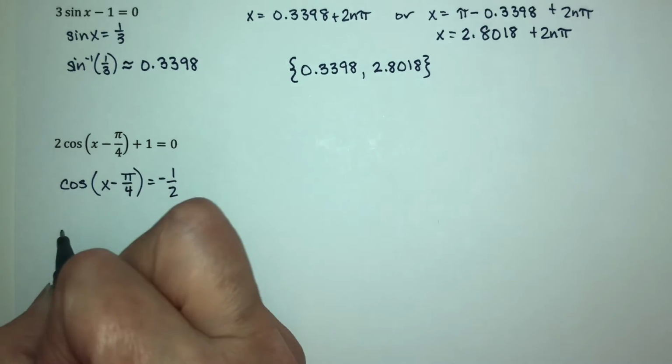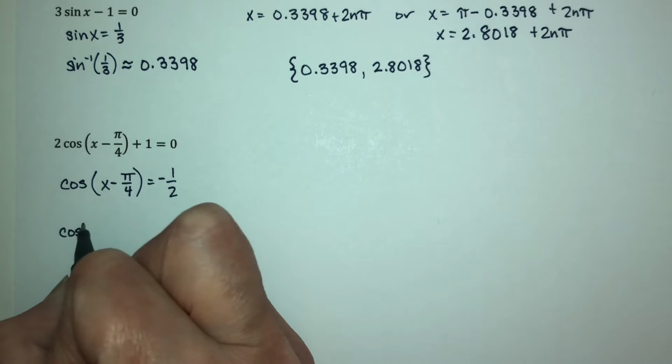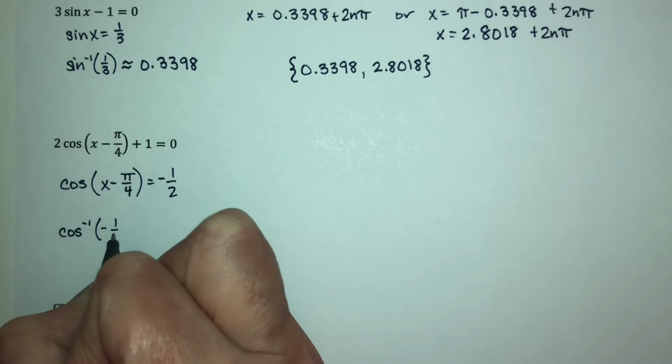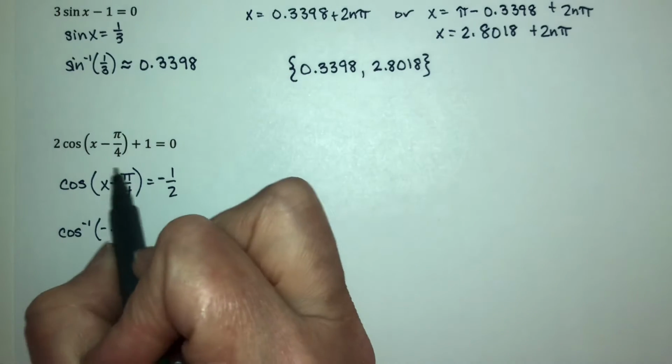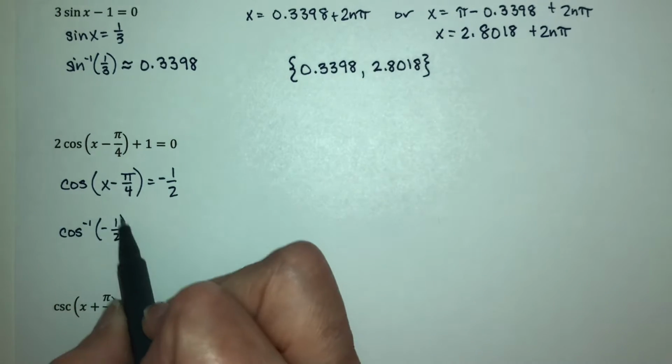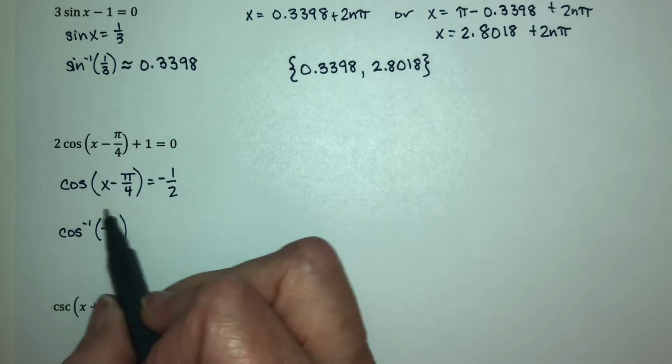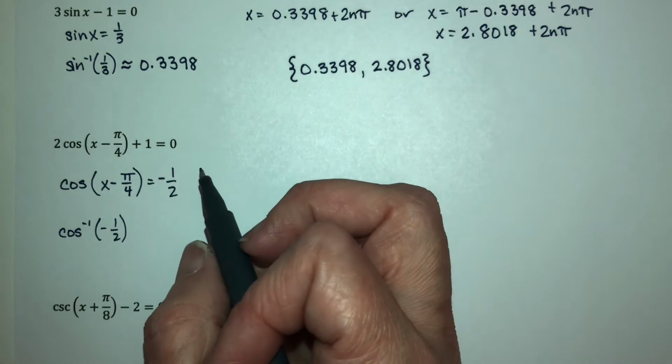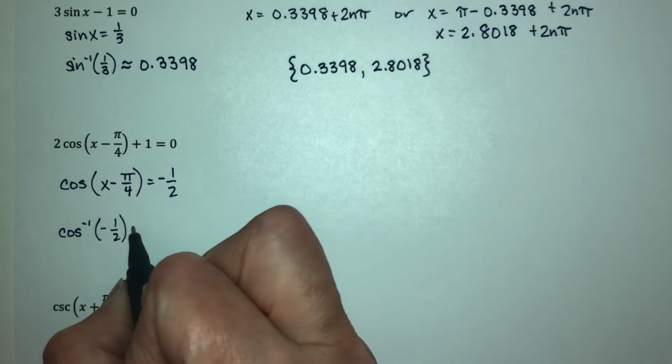Now I want to find inverse cosine of negative 1/2. Even though that's more complicated than just an x, I still want to find out what this is equal to. And it is 2 pi over 3.